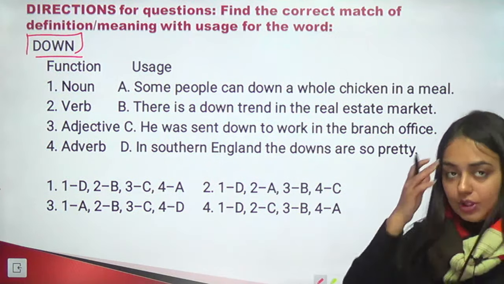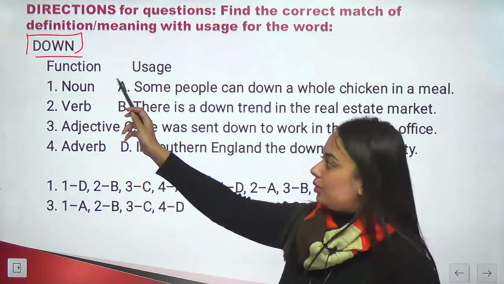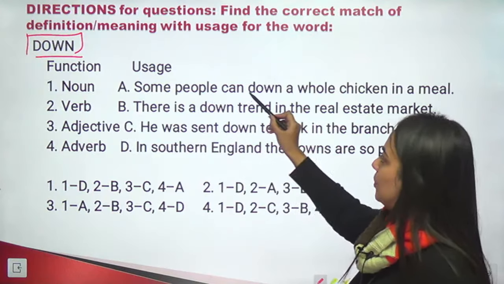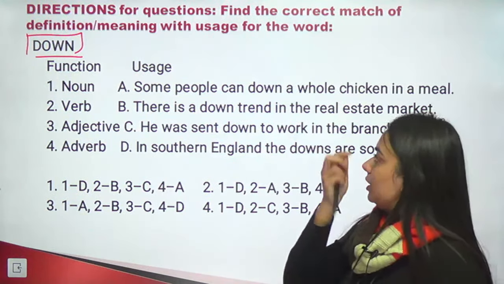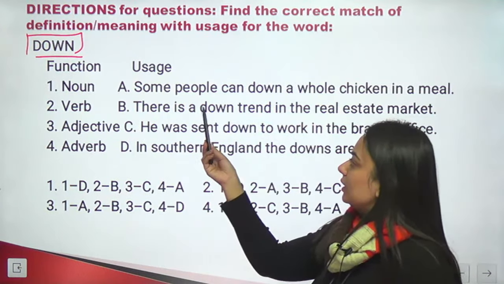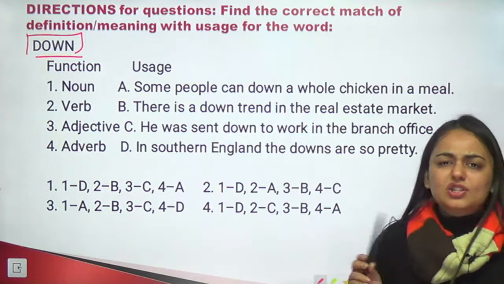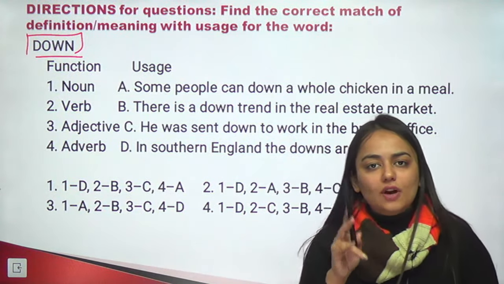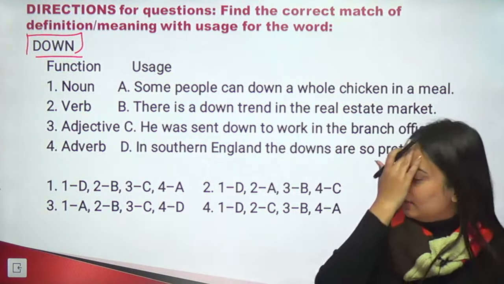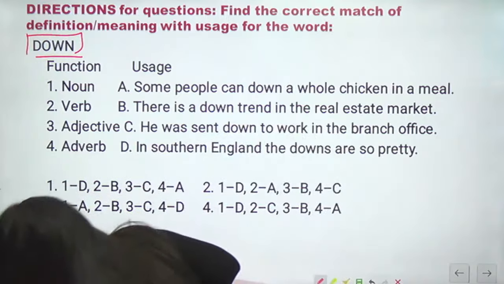All right, let's start reading it. If you read the first one, function as a noun. Sentence. Some people can down a whole chicken in a meal. This cannot be used as a noun. There is a downtrend in the real estate market. Or let's just do one thing. Let's simply read the sentences and see what is the function or the role of that down in that particular case. Okay, so Manoj says it's first one.